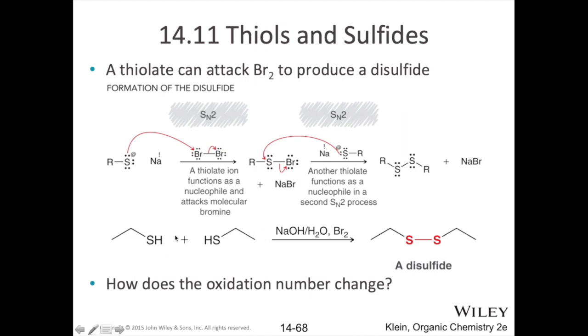Pay attention to the change in oxidation state here. Your sulfur is losing a bond to hydrogen, which is less electronegative than it, and it's forming a bond to another sulfur, which is equal in electronegativity to it. Okay, so effectively, your sulfur's oxidation number is increasing. It's getting less negative or more positive, and therefore it's being oxidized when you form a disulfide bridge.